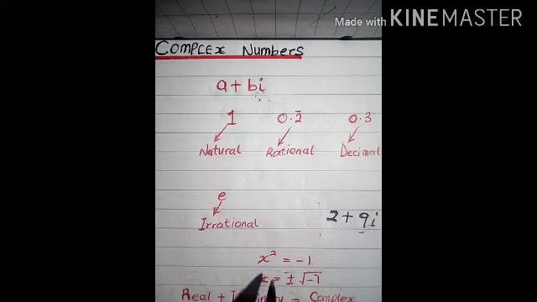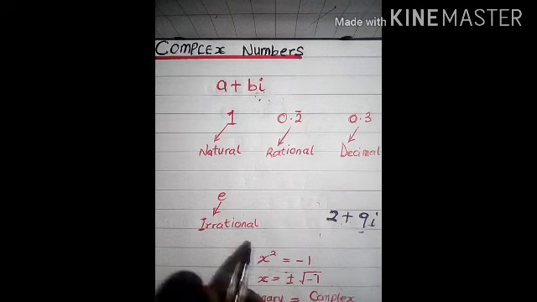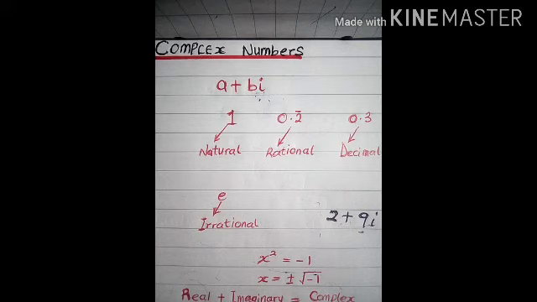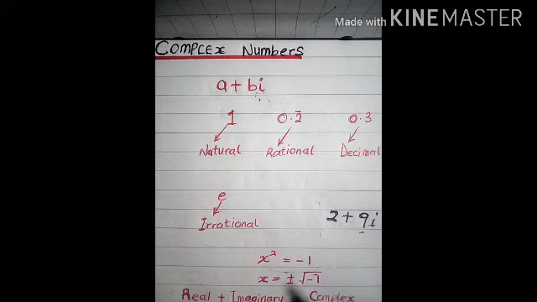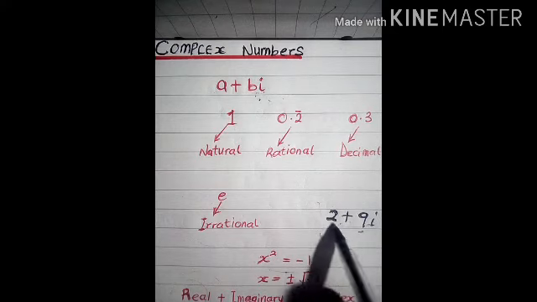That is to say, s equal plus or minus root of negative 1. That is simply taking the square root of both sides. So what I'm trying to say is that a real number plus an imaginary number should give us a complex number, of which 2 plus 9i is a typical example, where 2 is the real part and 9i is the imaginary part.